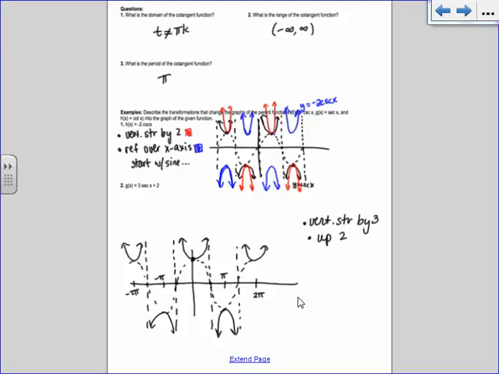Okay, so this was at a level of 1, right? So we want to go up 2. Up here. And we want to stretch it out by a factor of 3. So stretching, I'll do this with red, just makes it a little bit skinnier, right? Like taffy, you're stretching it up.